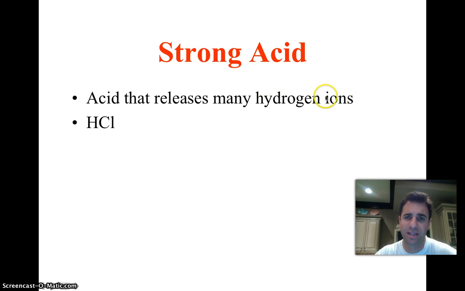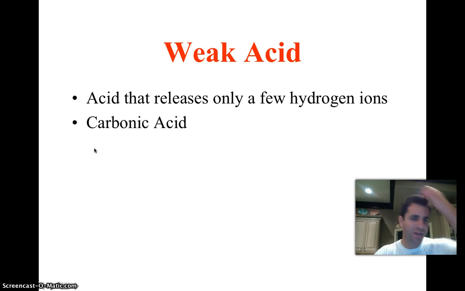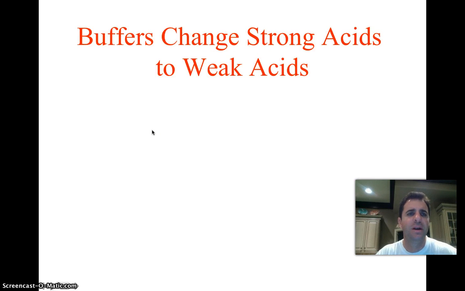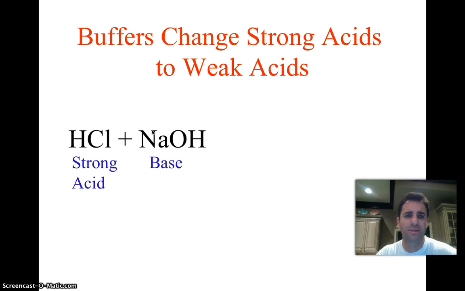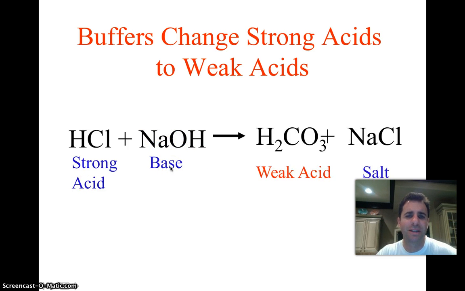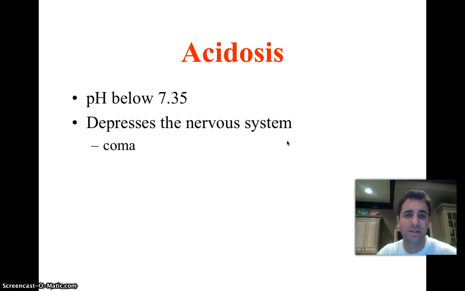So strong acid releases lots of hydrogen ions, like hydrochloric acid is readily broken down in water and releases lots of hydrogen ions. A weak acid only releases a few hydrogen ions. Carbonic acid is a weak acid, so you know. So buffers can actually change strong acids to weak acids, again, because they'll absorb some of the excess hydrogen ions. For example, here we have HCl, a strong acid, and NaOH, this is sodium hydroxide or bleach. And you combine them together, and HCl becomes a weak acid and a salt. So you neutralize the acid a little bit by minimizing how many hydrogen ions will come off in solution.